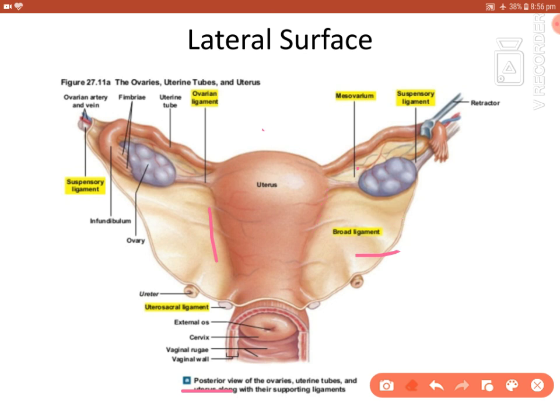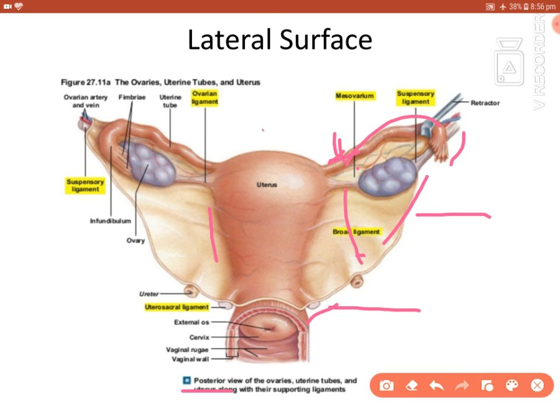Then this broad ligament has a lateral and inferior border. See, this is the lateral and inferior border which is attached to the corresponding pelvic wall. This is the superior border of the broad ligament where the anterior surface and posterior surface meet, and it's a free border. There you can see the uterine tube.